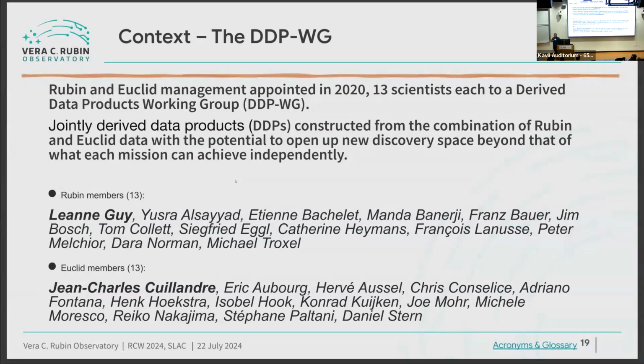All right, so the context. Before the implementation group, there was the Derived Data Products Working Group. That was basically some Rubin and Euclid management appointed in 2020, about 13 scientists to each side of the group, 13 Rubin, 13 Euclid scientists. And basically with the idea of producing jointly derived data products constructed from the combination of Rubin and Euclid data. And everyone saw that there was potential here to open up new discovery space beyond that of what each mission could achieve independently. So people were very excited about that; that's what this group looked into. It was basically headed up by Leanne and John Charles.